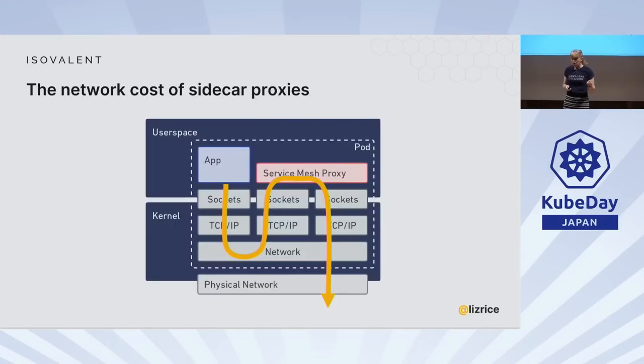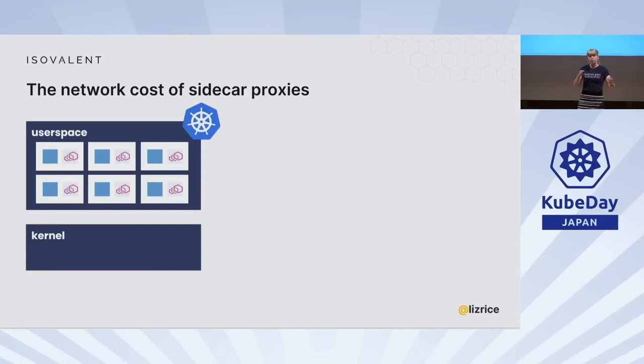Combining this with eBPF also gives us a much more efficient networking path. And a shorter networking path means reduced networking latency. In the sidecar model, every single network packet has to traverse the networking stack multiple times to pass through that proxy. And if you have two pods communicating, both having a proxy, then the networking path gets pretty convoluted because it has to pass through a proxy at both ends.